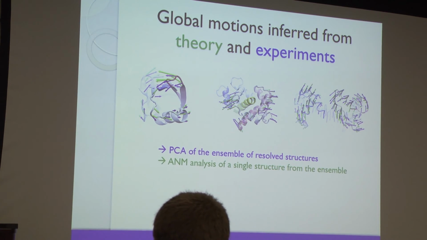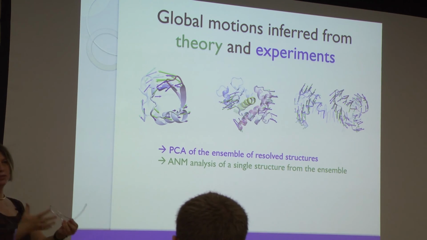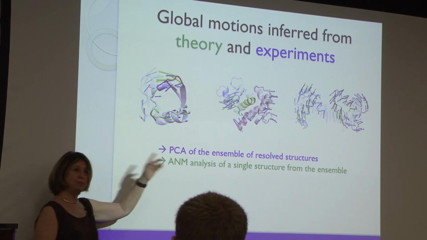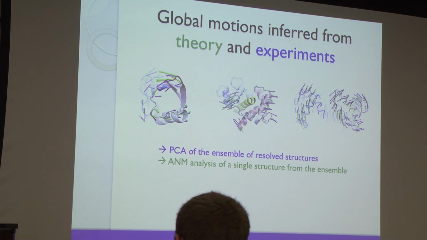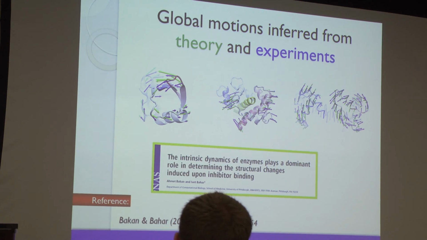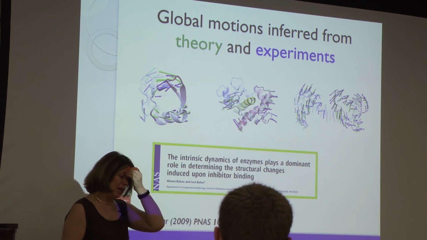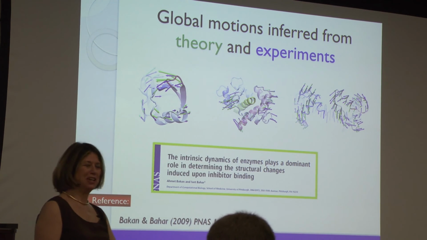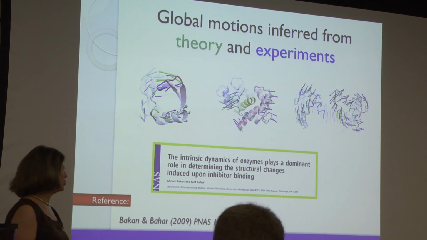That is to us even more meaningful than being able to go between two endpoints. For the entire ensemble, the dominant mode of motion from principal component analysis and the one we predict from a single structure ANM analysis overlap. That was a paper, again, from Ahmet, that we published in 2009. And that actually motivated us to build an interface that would do this type of calculation for everybody, because we found it so useful.